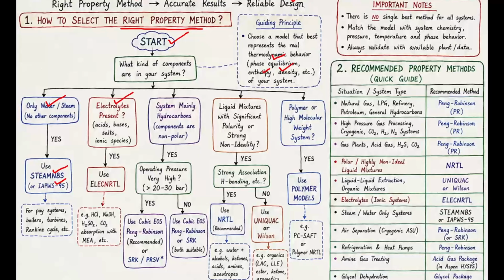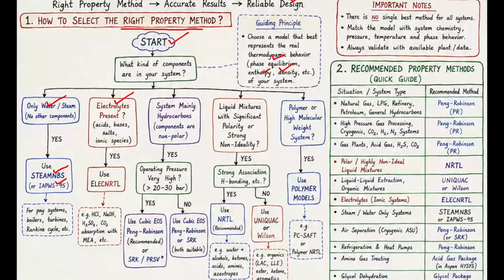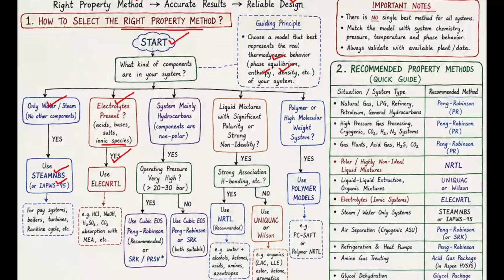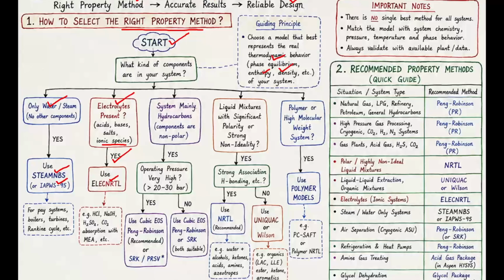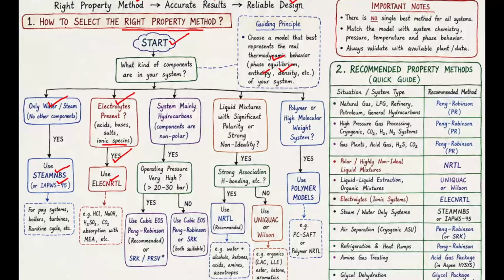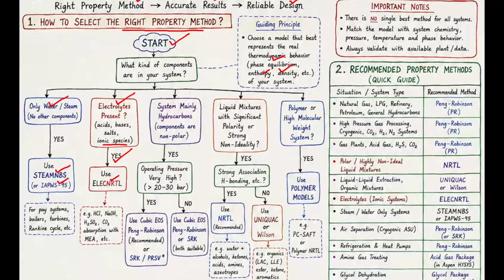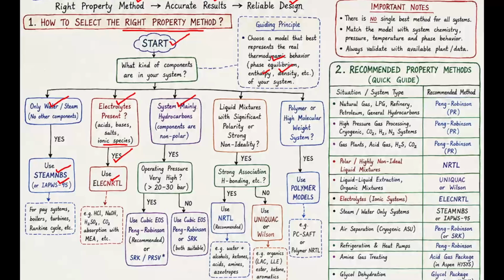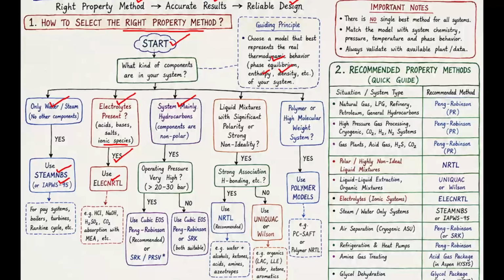If electrolytes are present, which includes acids, bases, salts, ionic species, choose the electrolyte NRTL, ELECNRTL property package. The system may include HCl, NaOH, H2SO4, CO2 absorption with MEA, etc. Going to the third part, the system mainly consists of hydrocarbons and the components are non-polar.